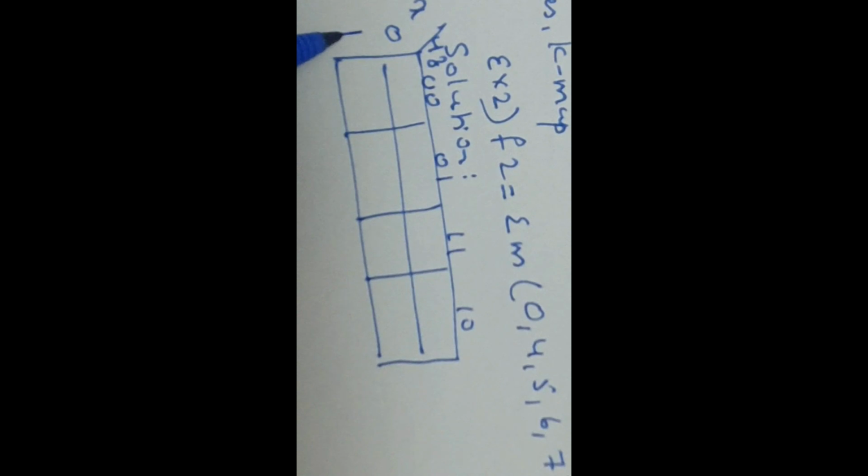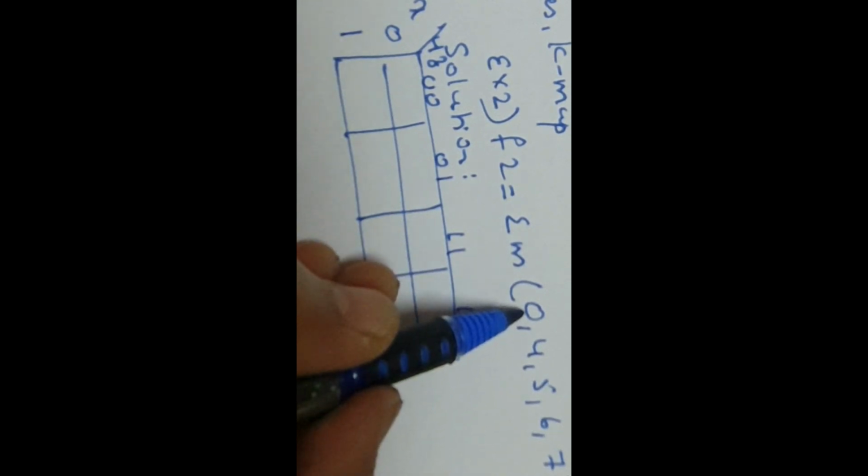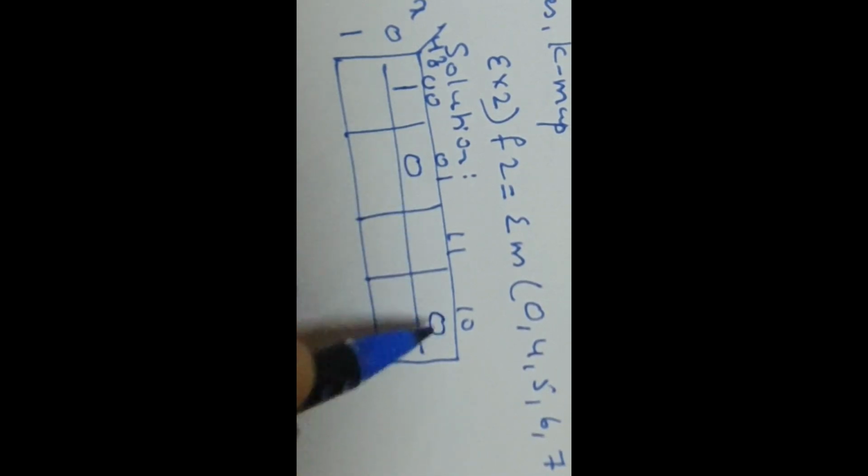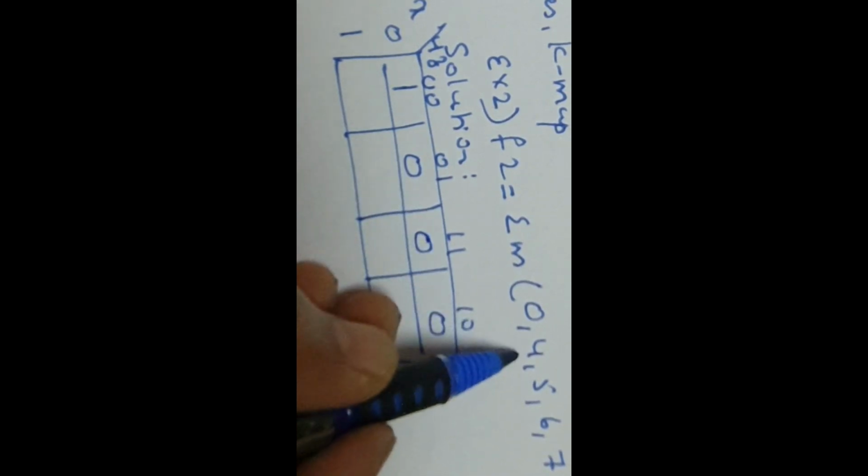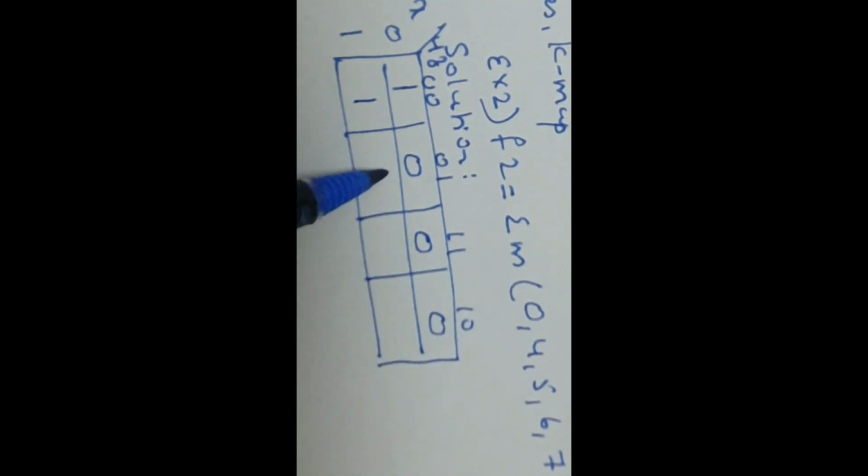X can be 0 or 1 here. So minterm m0 is present. M1 is not present. M2 is not present. M3 is not present. M4 is present, 5 is present, then M6 is present, M7 is present. How to draw the K-map and where the minterms are placed, I have covered in my previous video, K-map with 3 variables, that you can refer.